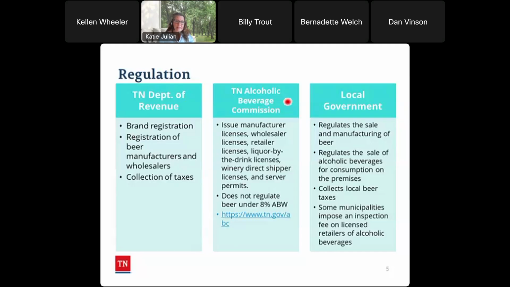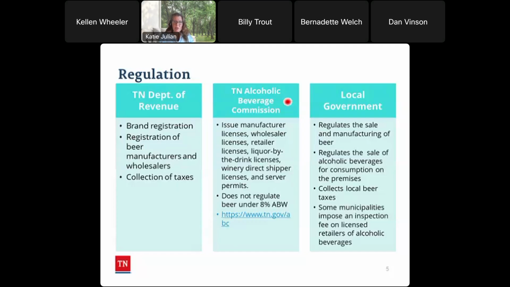So the ABC, the Tennessee Alcoholic Beverage Commission, is the primary licensing and regulatory body for anyone wishing to engage in the manufacture, distillation, or sale of alcoholic beverages. We work very closely with the ABC. The licensing and the taxes go hand in hand. The alcoholic beverages within the ABC's purview include distilled spirits, liquor, wine, and high alcohol content beer. ABC does not regulate the manufacture or sale of beer with alcohol content of 8% by weight or less.